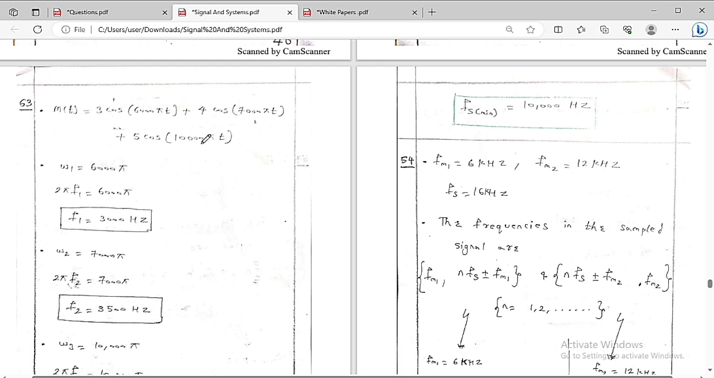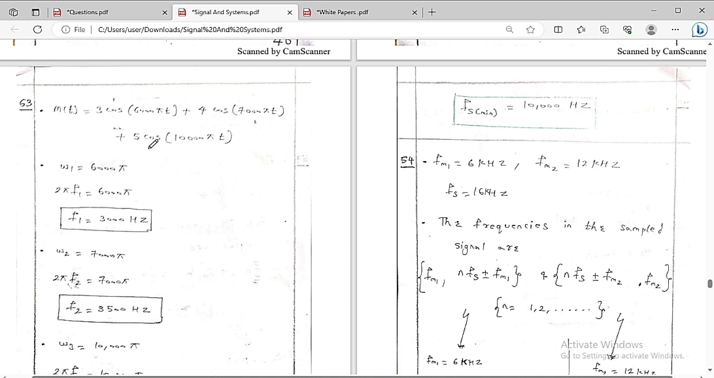So let us try to find the frequency of each and every signal. This is a cos omega t. Omega 1 I am going to construct, which is omega 1 is equal to 6000 pi. Omega 1 is nothing but 2 pi f1 is equal to 6000 pi. So pi cancels, and if we simplify, f1 is going to be 3000 hertz. Similarly, for the second term, cos omega t, omega 2 is equal to 7000 pi. Omega 2 is nothing but 2 pi f2 is equal to 7000 pi. Pi cancels, and if we simplify, f2 is 3500 hertz.